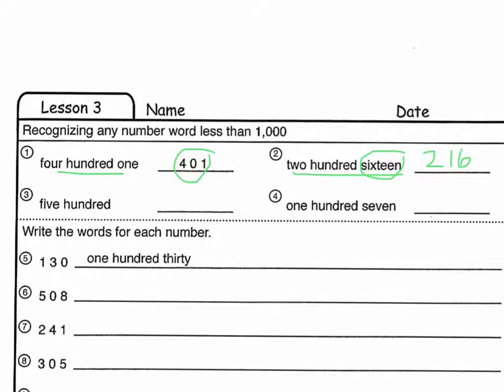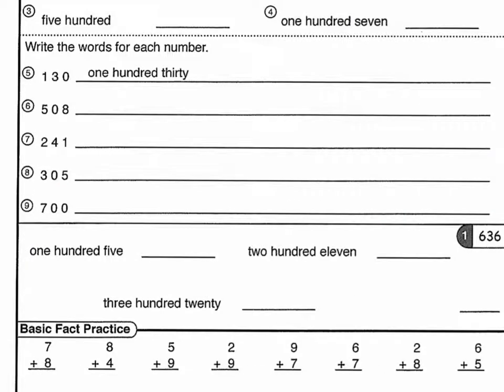Do 3 and 4. All right, you should have done number 3, which says 500. You should have written 500 right here. 107 for number 4, you should have written 107. Hopefully you didn't write 117 or 170. Got to read those words carefully. All right, the next section, let's see. Let's move on here.